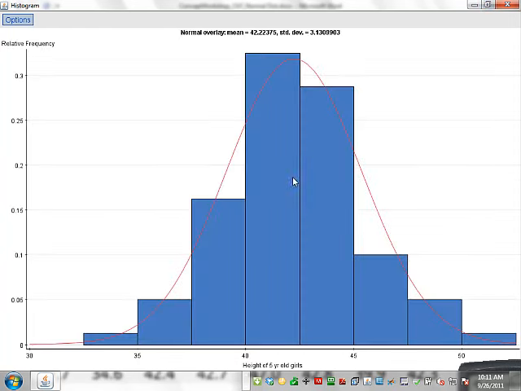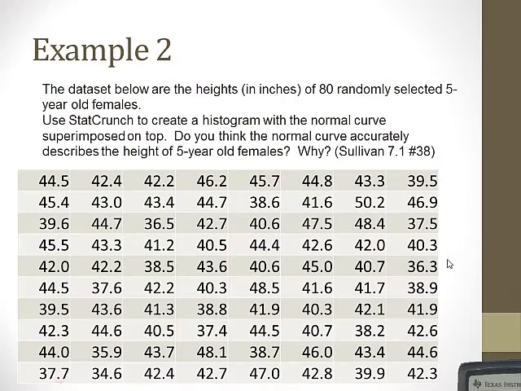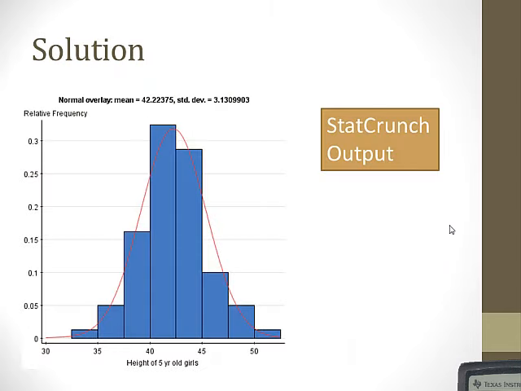Okay, so we have the normal distribution here. It looks like it does a pretty good job of fitting that. And later on, we'll look at ways to sort of test for normality visually. And there's one numerical measure that allows us to do that. Okay, so there's the output there in StatCrunch.